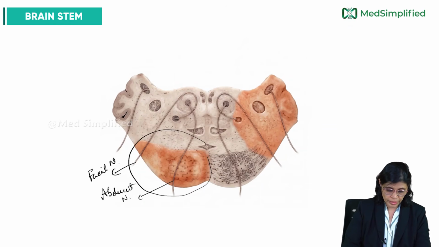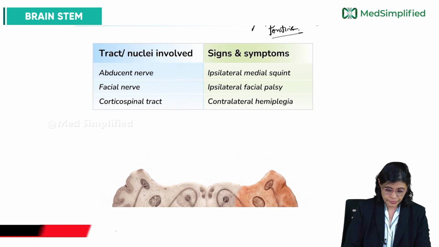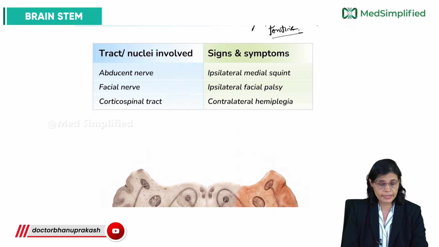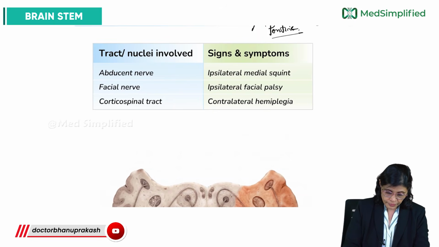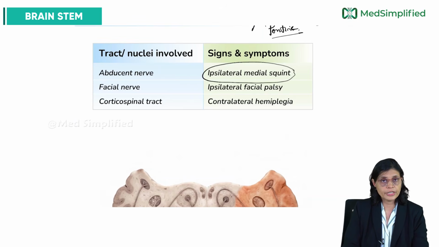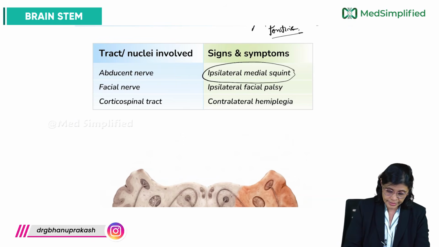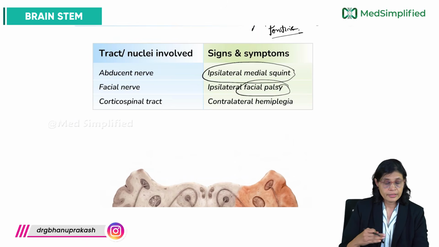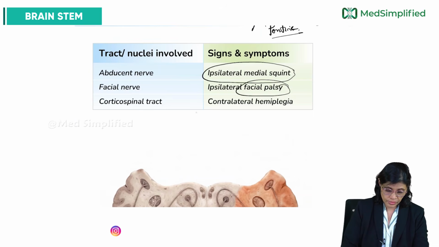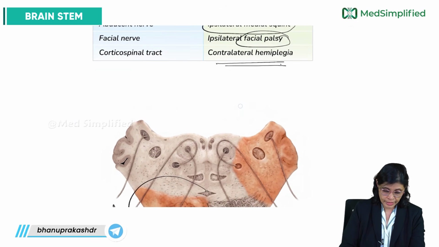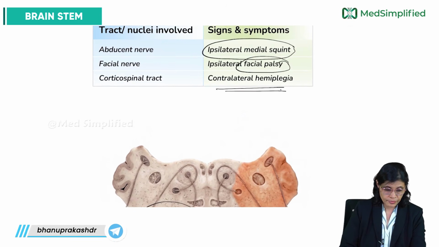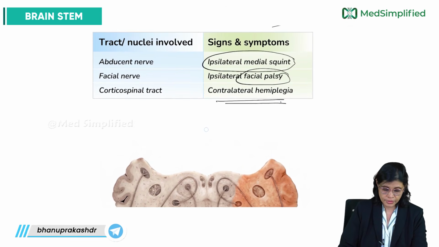So because of which, what are we going to see? Because there is abducens nerve involvement, the abducens nerve is the 6th cranial nerve and supplies the lateral rectus. So there will be medial squint on the same side. Facial nerve, because the facial nerve has already emerged from the nucleus, there is facial palsy on the same side. And the corticospinal tract still has to cross over at the pyramids, so it has not yet crossed over. So what happens? Contralateral hemiplegia. On the opposite side there will be hemiplegia. So these are the things which we see in the Millard-Gubler syndrome.